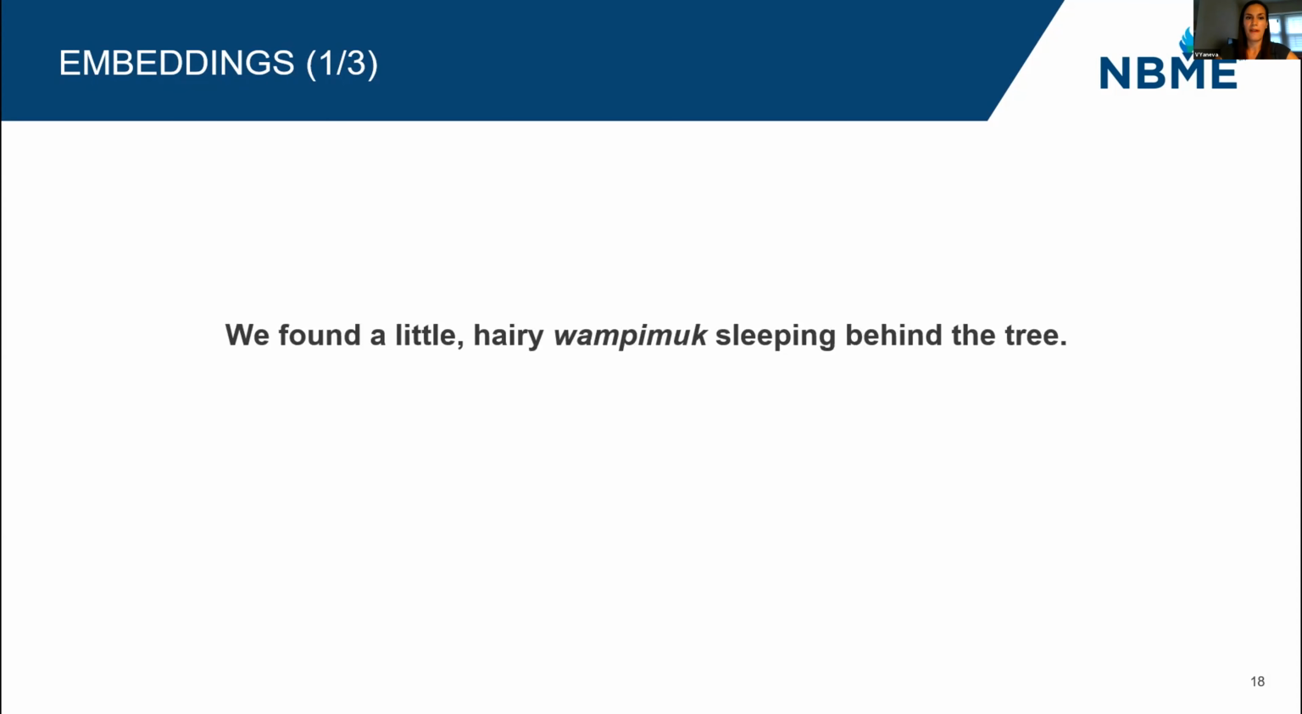Consider the sentence, we found a little hairy Wumpy mug sleeping behind the tree. When I use this example with an audience that is in the same room as I am, I usually ask people, what do you think a Wumpy mug means? And the response I normally get is some kind of small animal. This is really fascinating because Wumpy mug is a made-up word. It doesn't mean anything, but people are able to come up with a shared understanding of meaning purely based on the context in which the word appears.